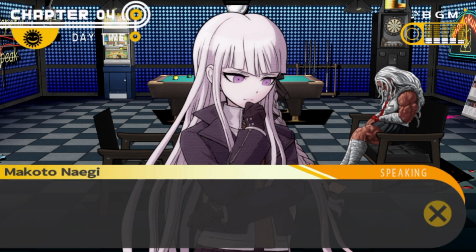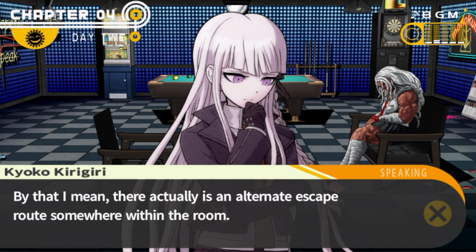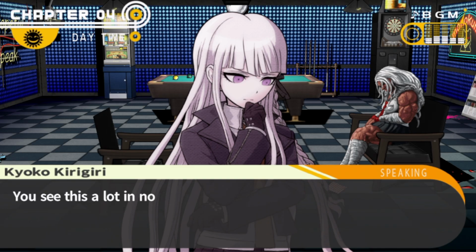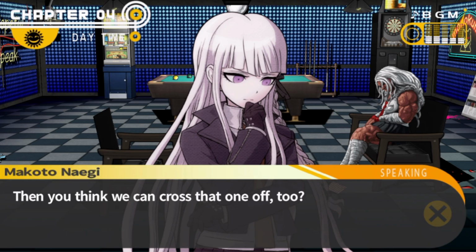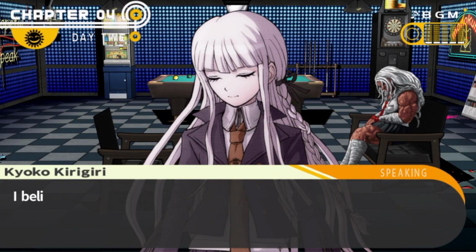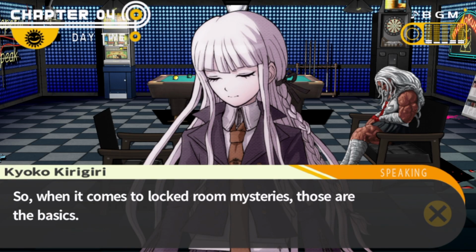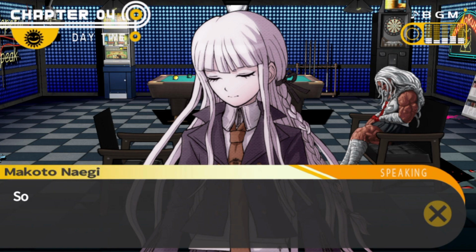Not a locked room. In other words... By that I mean, there actually is an alternate escape route somewhere within the room. You see this a lot in novels and things, but in reality, it's generally not possible. Then you think we can cross that one off too? Indeed. I believe so, yes. So when it comes to locked room mysteries, those are the basics. So there are 4 possibilities.